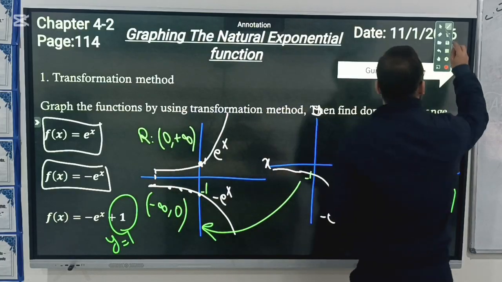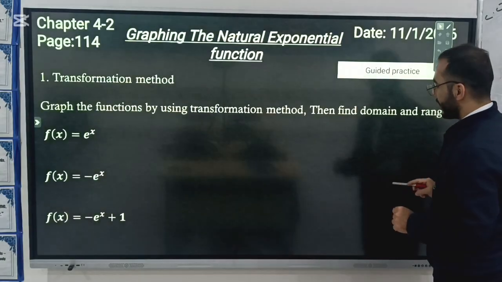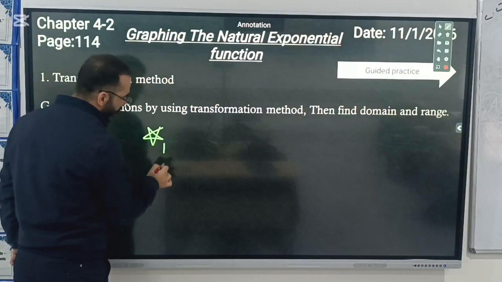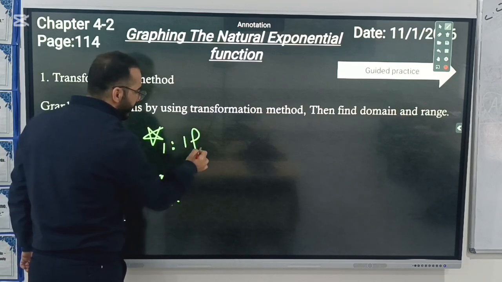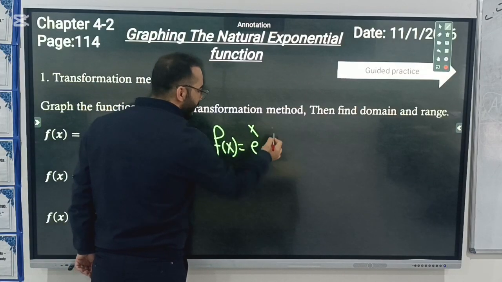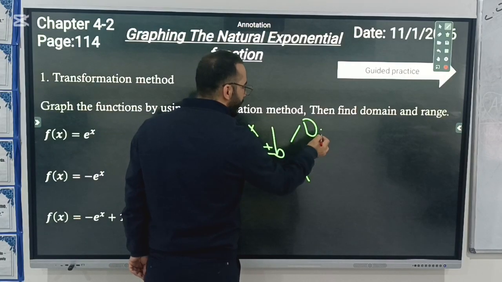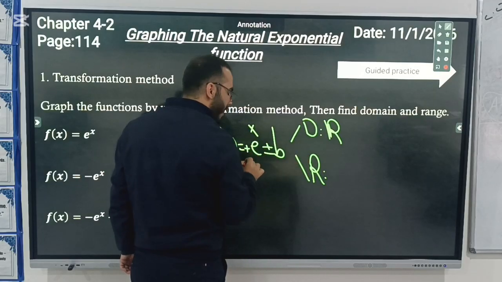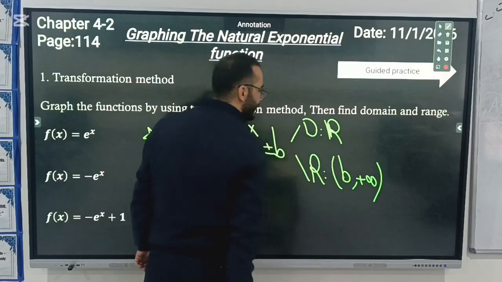Well, I will give you 2 notes in order to not forget about them. Remember these 2 notes, note 1 and note 2. Note 1 says that f of x equals e powered by x plus or minus b. In that case, domain is all the real numbers, but range, if here is positive, so from b to positive infinity.